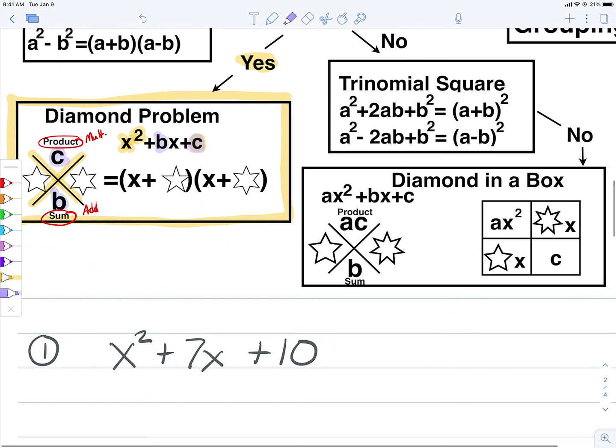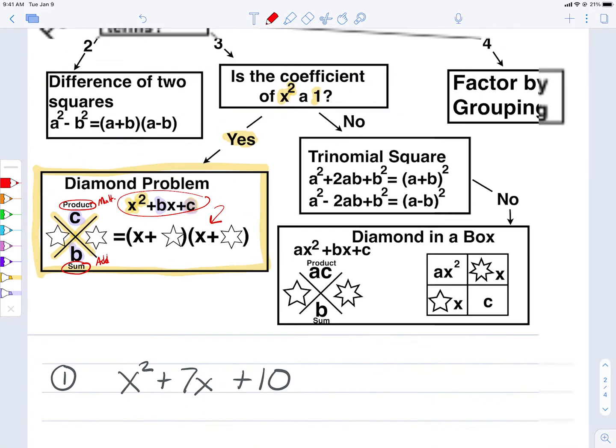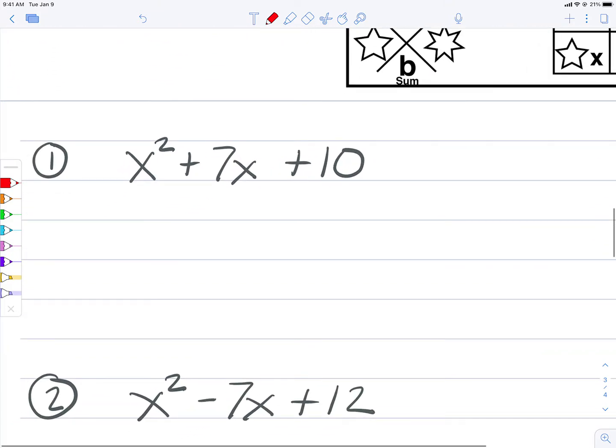So we're going backwards now, because what we're going to have this time is the trinomial, and we're trying to figure out what was multiplied to get that. So let's see if we can figure this one out. We have x squared plus 7x plus 10. So we have a trinomial. The coefficient of x squared is a 1. This is going to be a diamond problem.